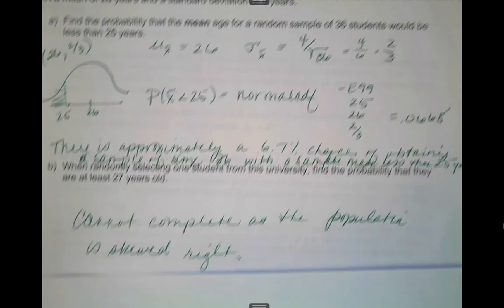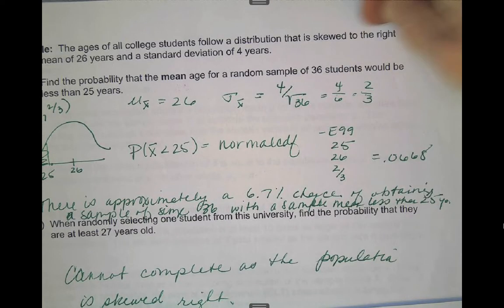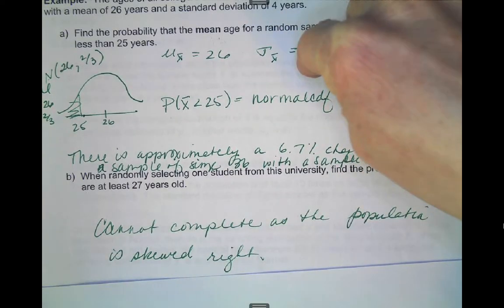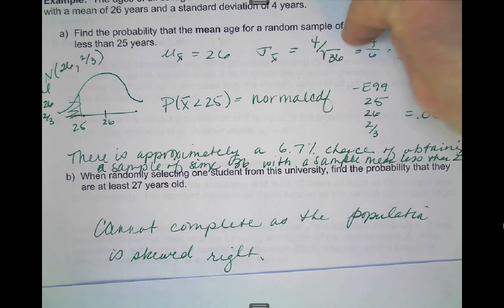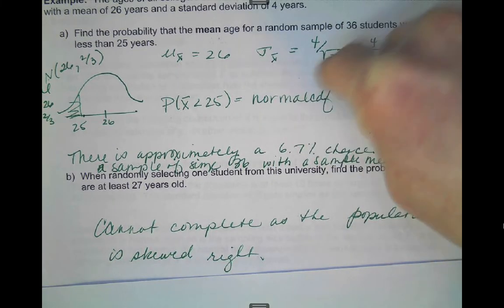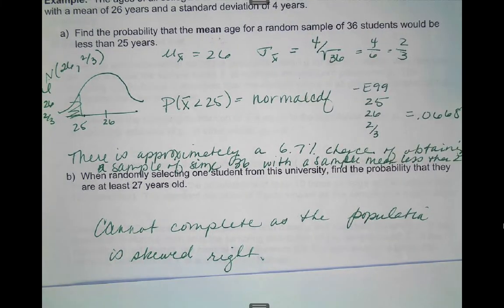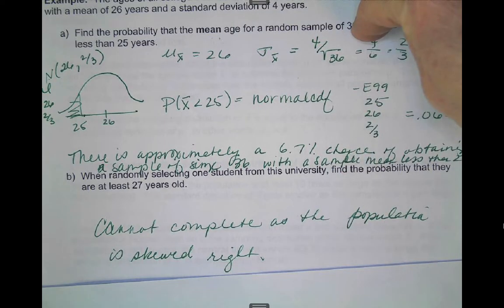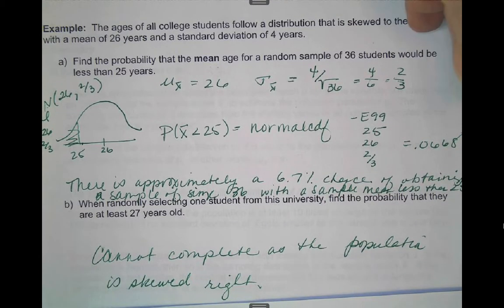All right, look. The original population, it says up here, is skewed to the right. Why could I do this problem? I could do this problem because my sample size was greater than 30. I didn't check the 10% condition here, but I'm assuming it's been met. Okay, I could use the normal distribution to solve this problem because I had a sample size bigger than 30. It didn't matter what the shape of my population is.